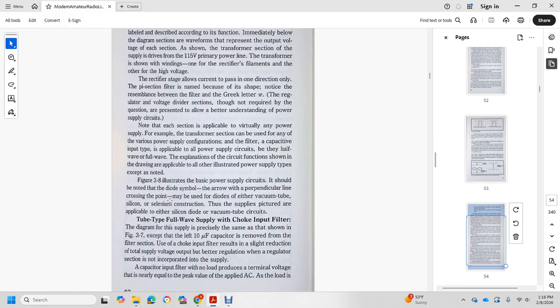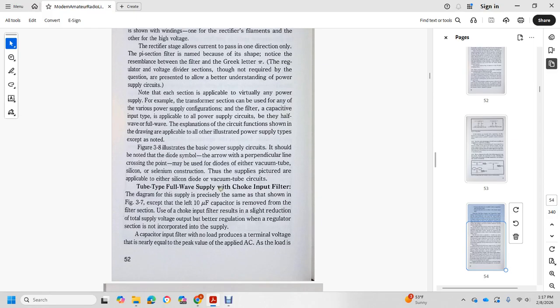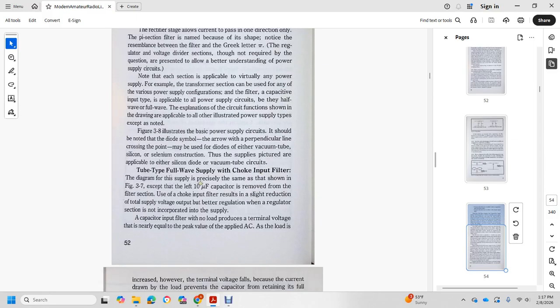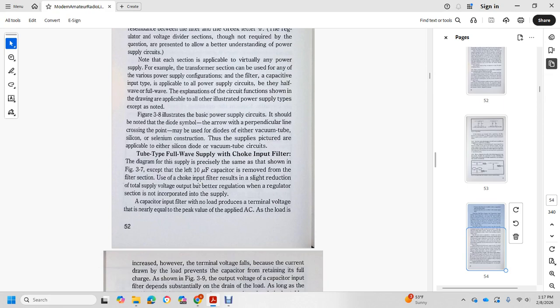It should be noted the diode is assembled with a perpendicular line crossing the point of the diodes, either vacuum tube or silicon construction. These supplies are applicable to either silicon or vacuum tube circuits. Tube type full wave supply with a choke input filter. The diagram of the supply is precisely the same as shown in figure 37.